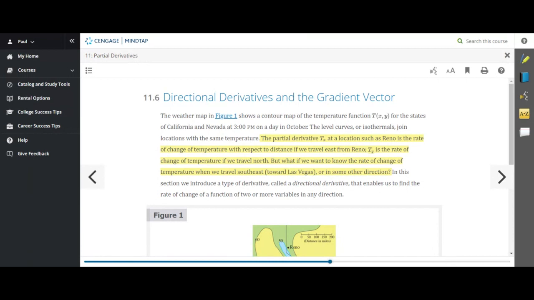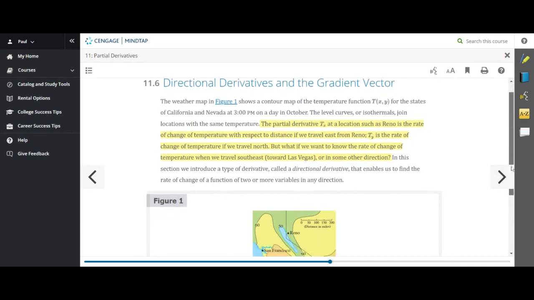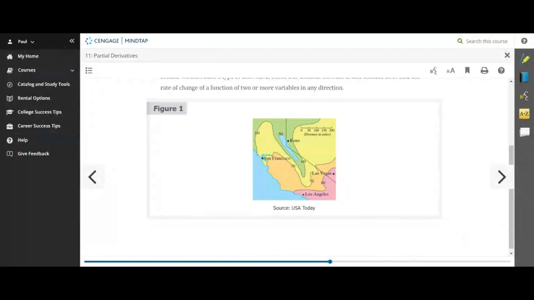So I think the introductory example is pretty nice. The weather map in figure 1 shows a contour map of the temperature function for the states of California and Nevada at 3 p.m. on a day in October. So here is the contour map, and you know how a contour map works. Those are level curves that they are showing, with different degree temperatures.